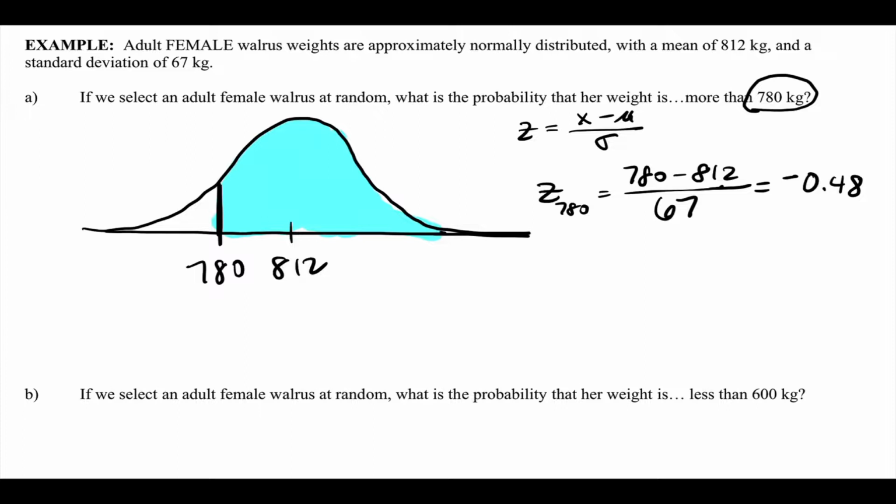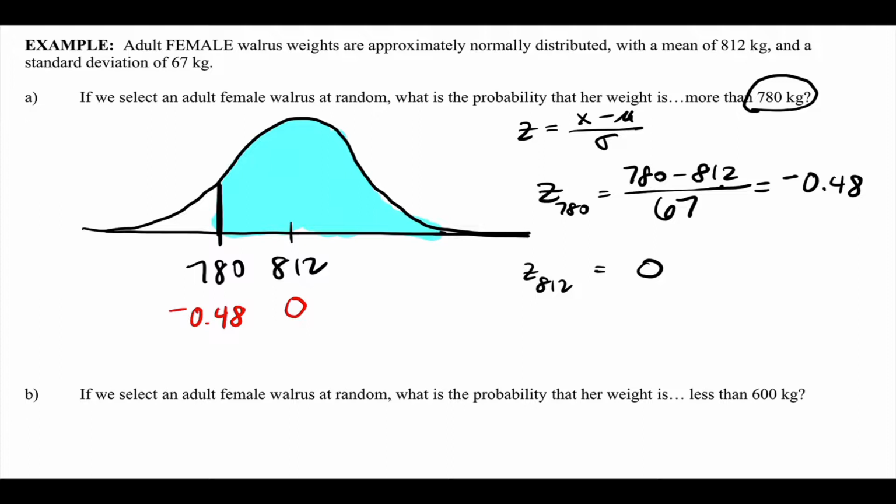Okay? I have a question. What's the z-score for 812? Without doing any calculations, what's the z-score going to be for 812? 0, yeah. The z-score for the mean will always be 0, because the first thing you do is subtract it from the mean. So this is what I do next. I write the z-scores in. This z-score is 0. This z-score is negative 0.48.